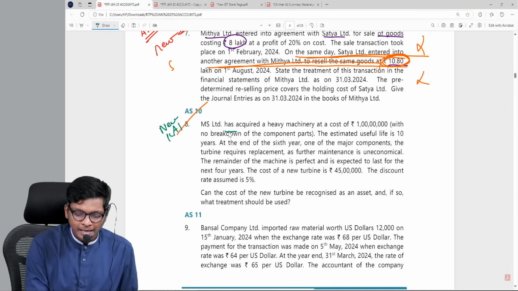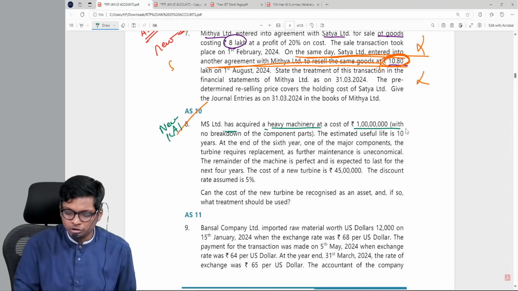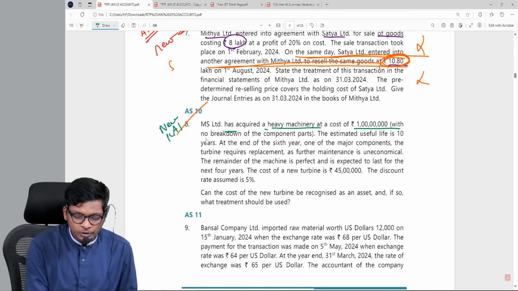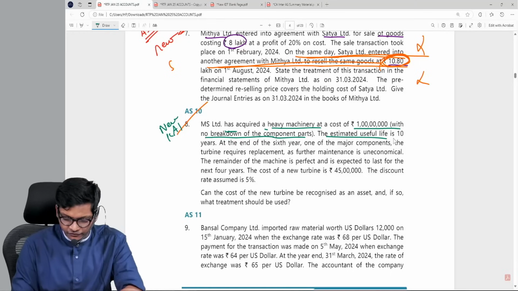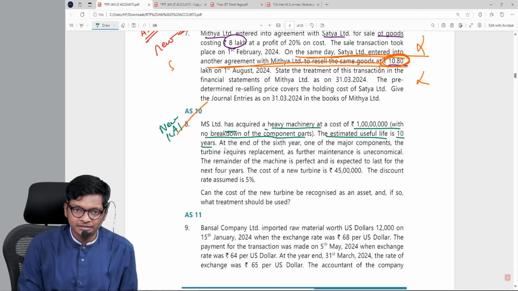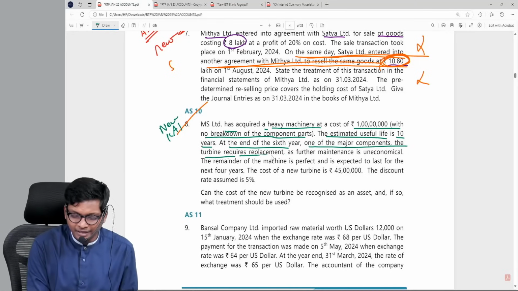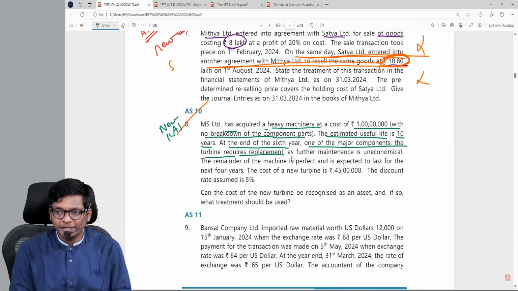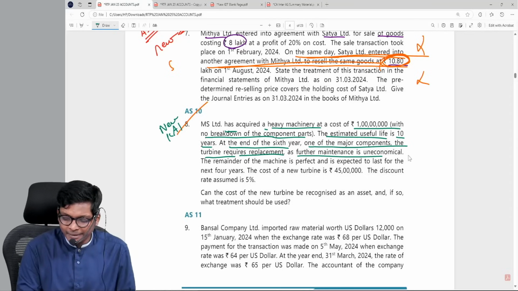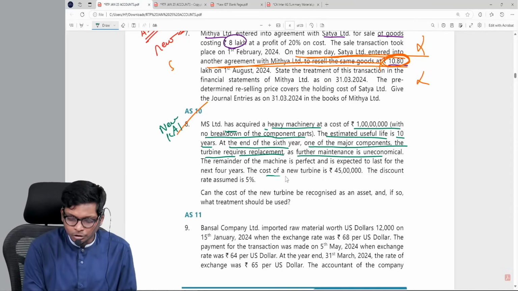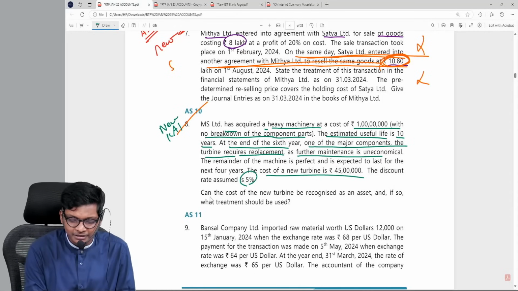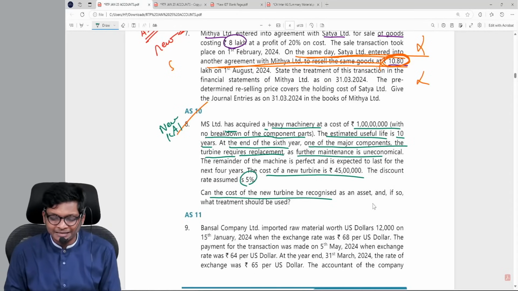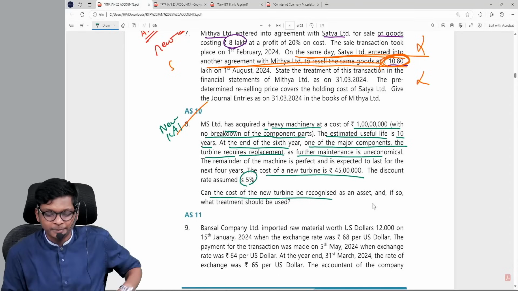AS10. MS has acquired a heavy machinery at a cost of 1 crore with no breakdown of the component parts. The estimated useful life is 10 years. At the end of the 6th year, one of the major components, the turbine, requires replacement. As further maintenance is uneconomical, the cost of new turbine is 45 lakhs, discount rate is 5%. Can the cost of new turbine be recognized as an asset? If so, what treatment should be made?